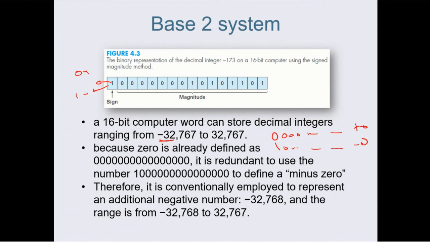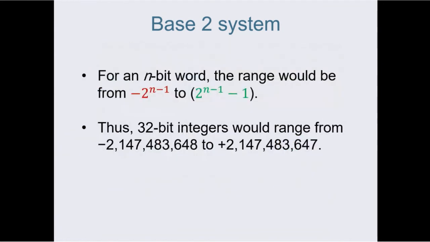So instead of defining minus 0, we can take that definition to add one extra number on the negative side, so that the range becomes from minus 32,768 up to plus 32,767. So that we define one extra number. For an n-bit word, the range will be from minus 2 to the power n minus 1 up to 2 to the power n minus 1, minus 1. Minus 1 on the positive side, because as we have seen, we use the minus 0 as an extra on the negative side.